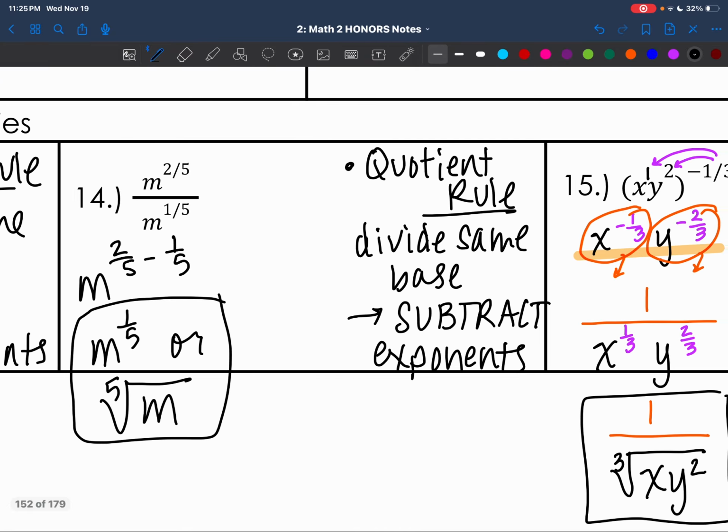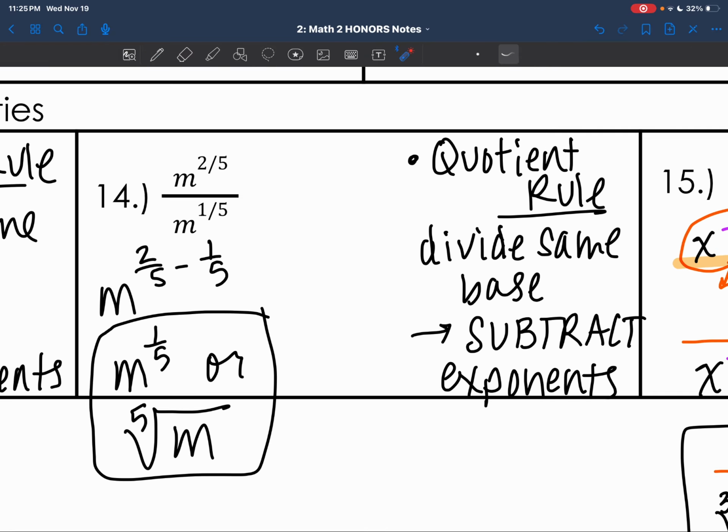All right, so now let's look at the quotient rule. So the quotient rule says when you're dividing the same base, you subtract the exponents. So we're taking 2/5. So since we have the same base of m, you're taking the numerator minus the denominator. And then 2/5 minus 1/5 is 1/5. So you could either write it as your rational exponent, or you can do the 5th root of m.